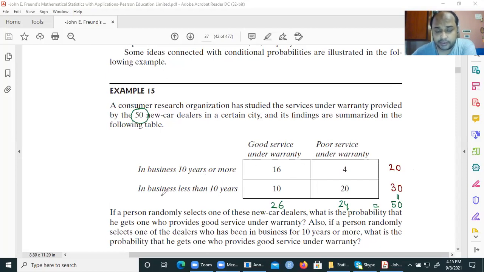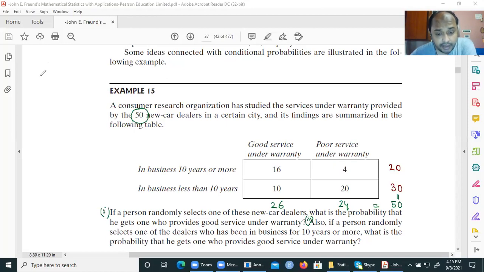That is very important. As you can see, this question has two parts. Let us deal with part one first. This is my part one. I'm numbering it, and this is my part two. Part one says that if a person randomly selects one of these new car dealers, what is the probability that he gets one who provides good service under warranty?